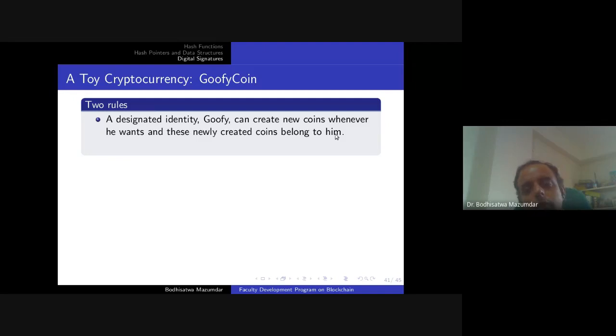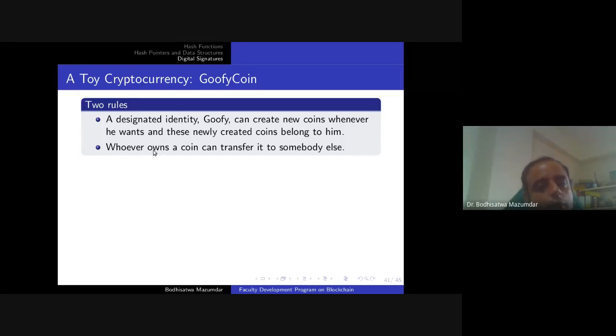For instance, in the previous lecture, the speaker showed you that a note represents the bearer. Anybody who has a particular, say, a 1,000 or a 2,000 rupee note can claim 2,000 rupees. So here Goofy is that bearer. Goofy is the authorizing agent. Goofy can create new coins whenever he wants, and the newly created coins belong to him.